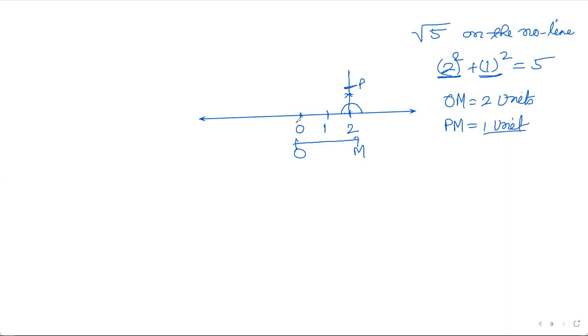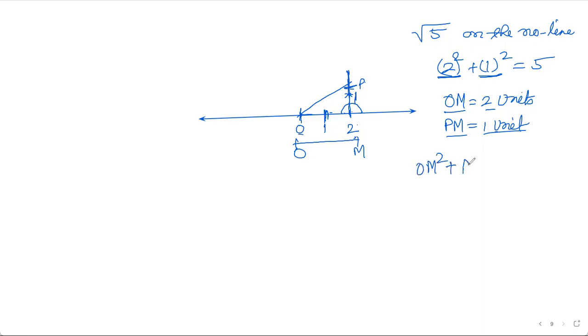You can do either way. If you take this 1 unit, this should be 2 units. The triangle will be a little bit lengthier, but the sum will go on like that only. You can take either of the two. So I have taken OM as 2 units and PM as 1 unit. And again, I'm joining this with a scale. So I'm getting this as root 5 units. So this is 2 square and this is 1 square.